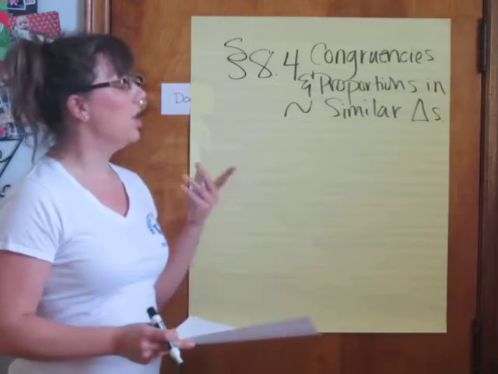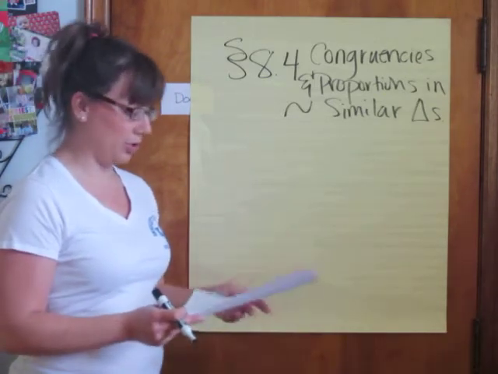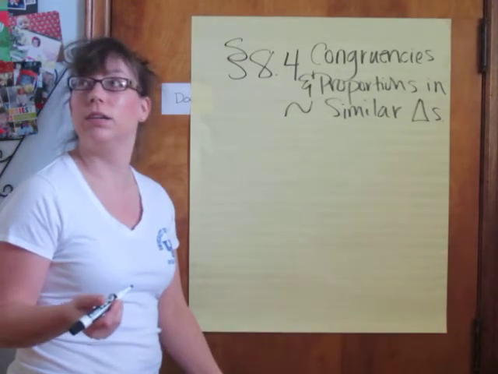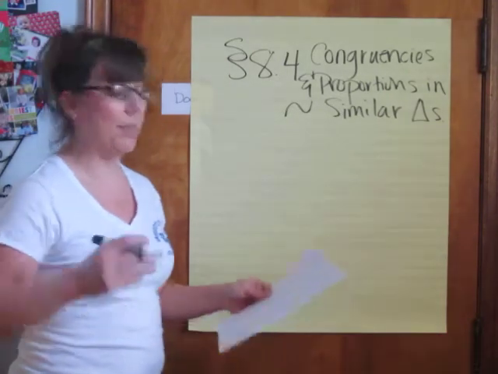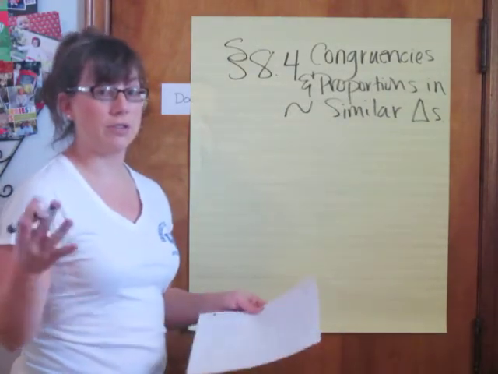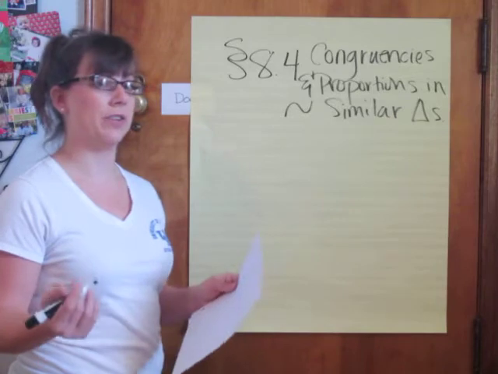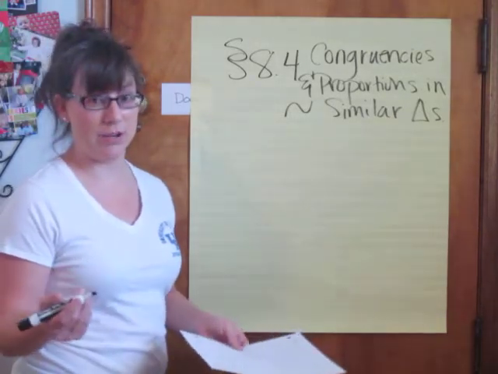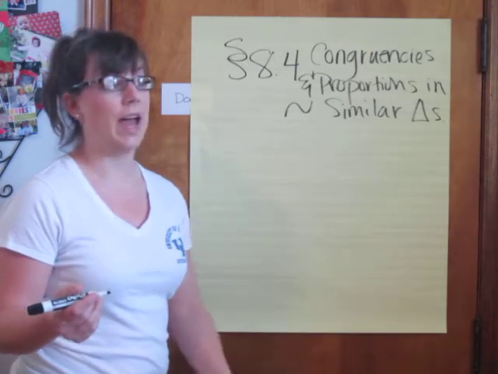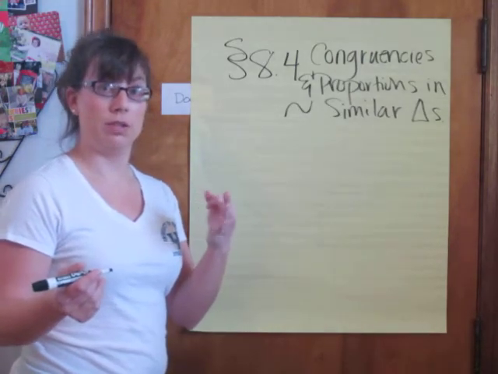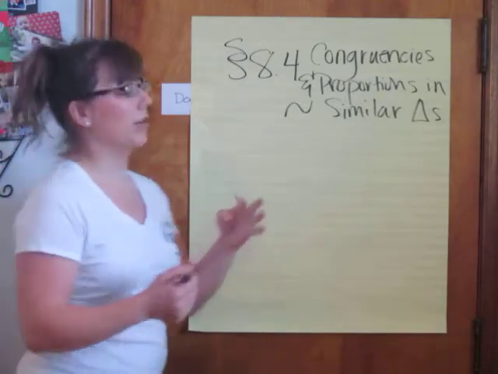So this is congruencies and proportions in similar triangles, and we use this just like we use CPCTC, but only we use it for similarity. So we first have to prove that the two triangles are similar. Once we prove the two triangles are similar, what are the ways we can prove triangles are similar? Do you remember? We have 4, but we really only use 3.